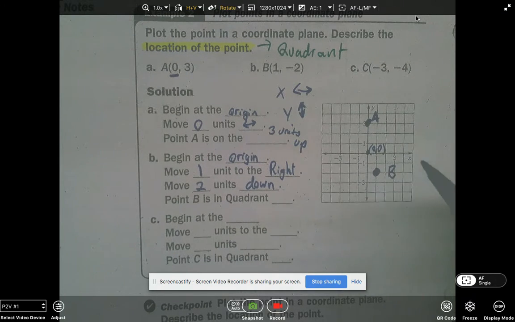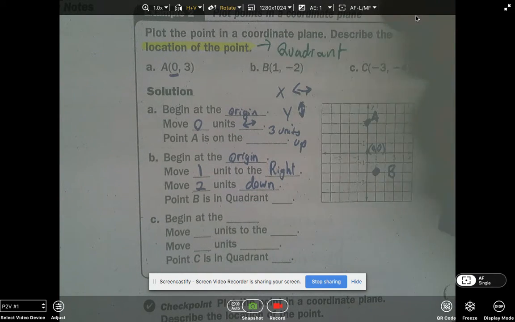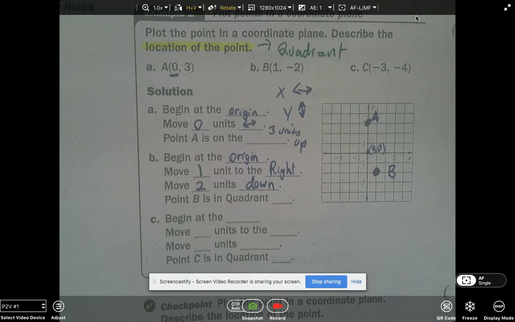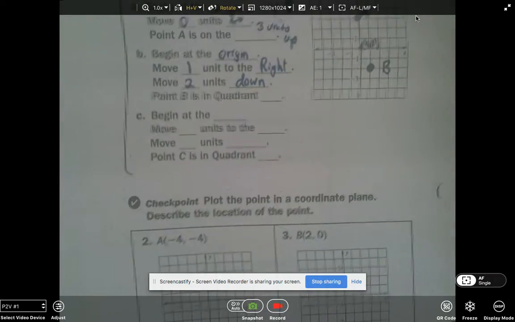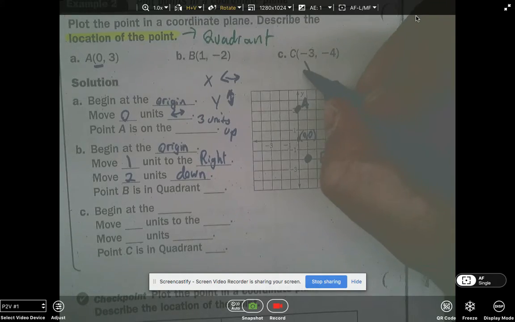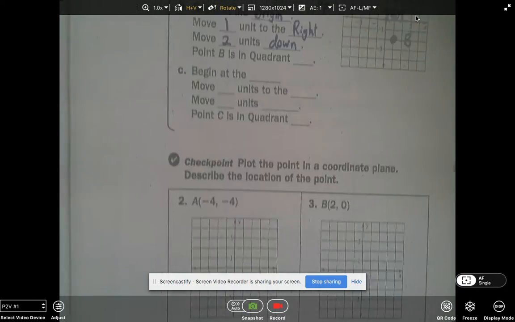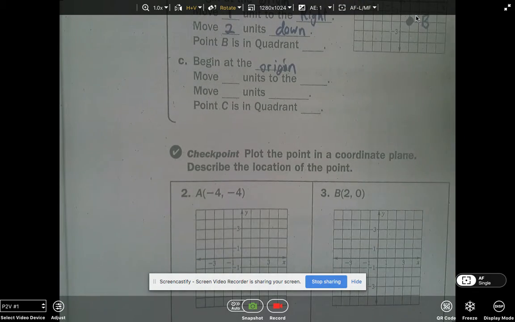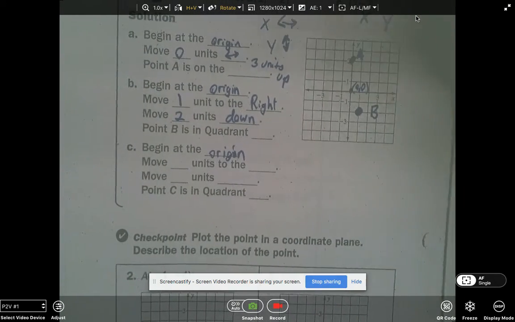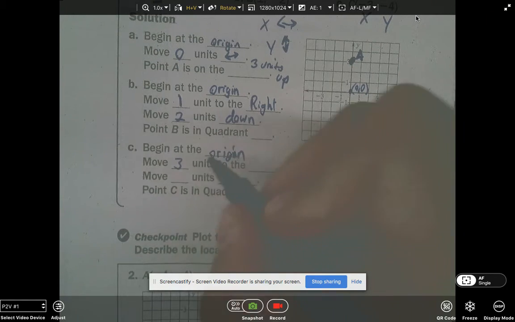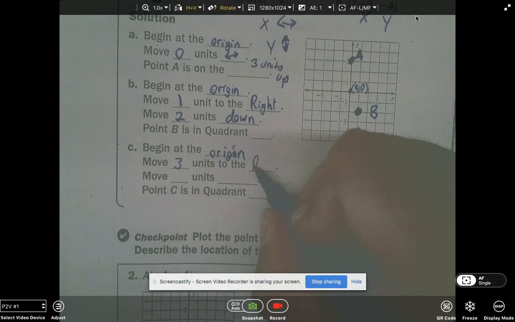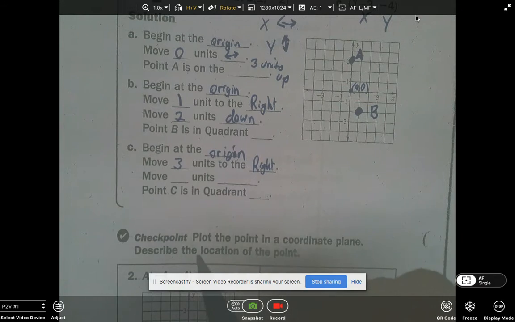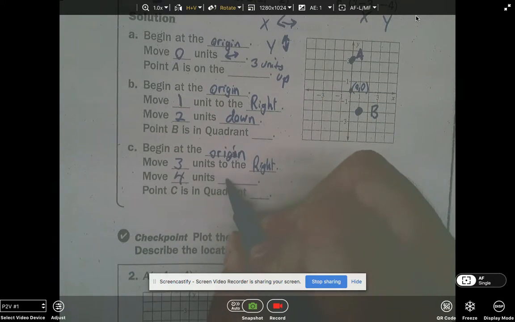For the next and final one, and then we'll go back and describe the different locations on the coordinate grid. So for the last one, we have x is -3, y is -4. As always, when we graph, you start at the origin and start with the x. We're going to move, how are we going to move with the x of -3? You're going to move 3 units to the left. And how about -4 for y? 4 units down.